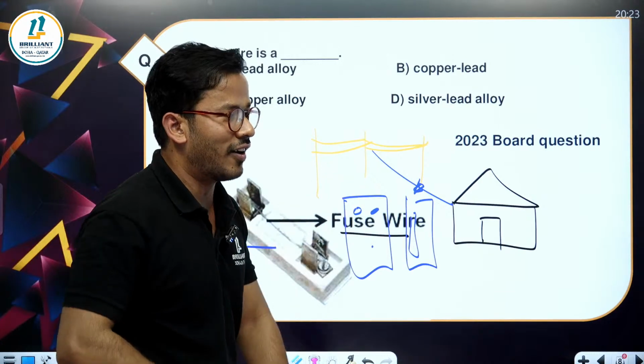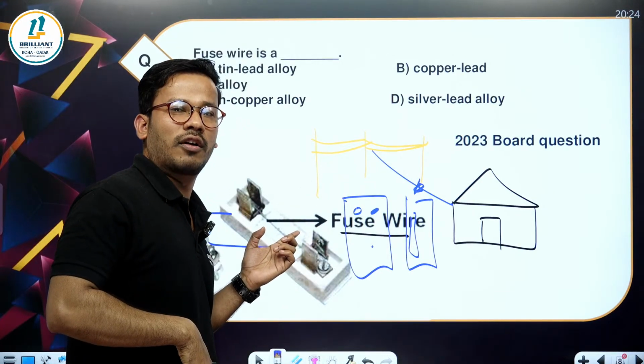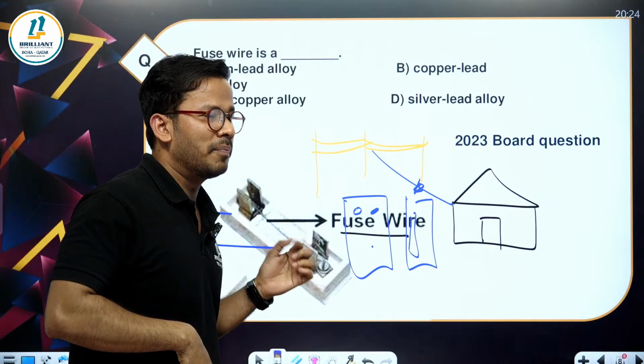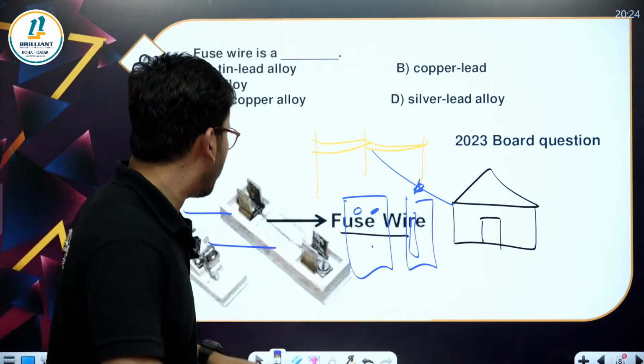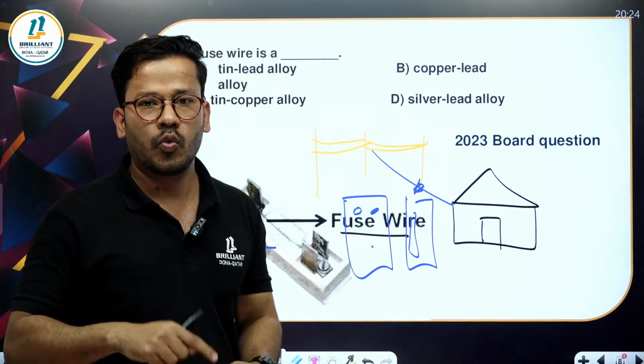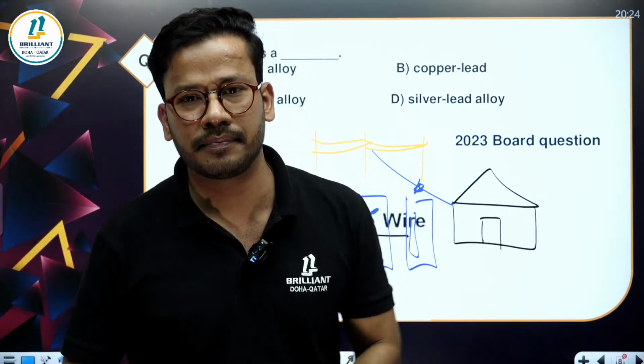So as soon as he opens it, he's like, okay, iska to fuse gaya. The fuse wire is gone, right? That's how he will speak. So when this fuse wire is replaced with another wire, the current comes back again.